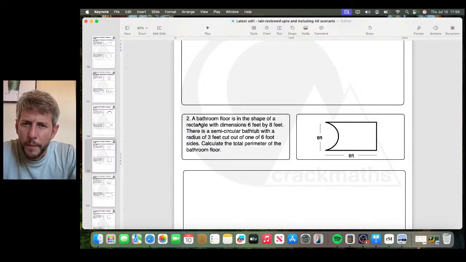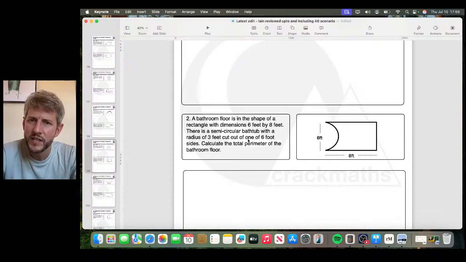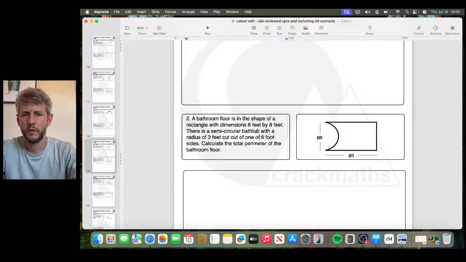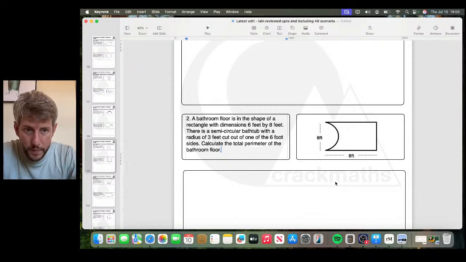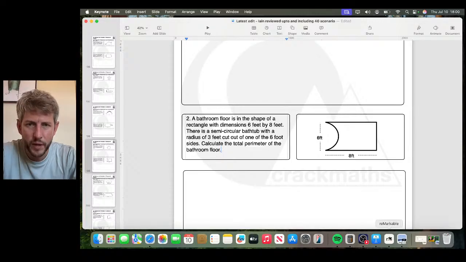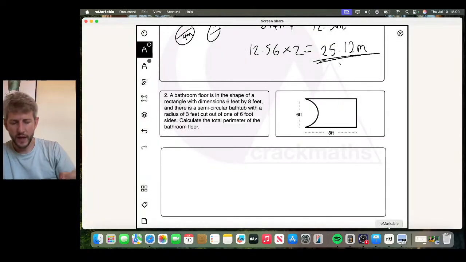Right, a bathroom floor is in the shape of a rectangle with dimensions 6 feet by 8 feet. There is a semicircular bathtub with a radius of 3 feet cut out of one of the 6-foot sides. Calculate the total perimeter of the bathroom floor. Okay, so there we go.